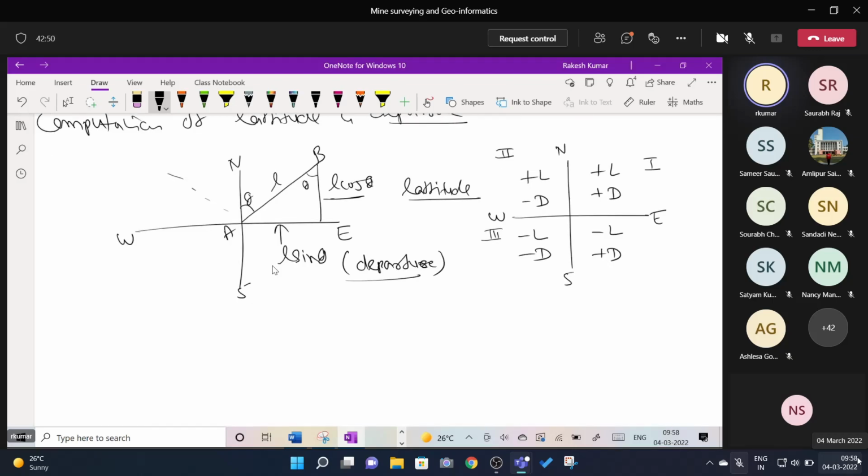Okay. Now there are some other terms also. Northing means the latitude towards north. Southing means latitude towards south. How to remember these things? Northing means at north side all latitude will be positive, and southern side all latitude will be negative.